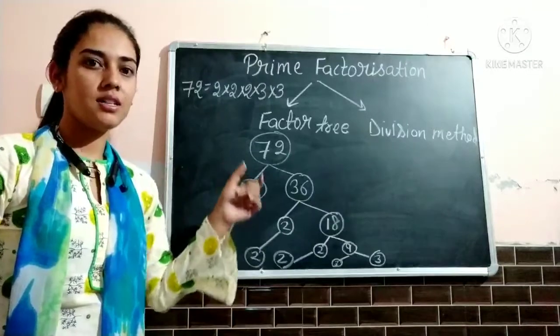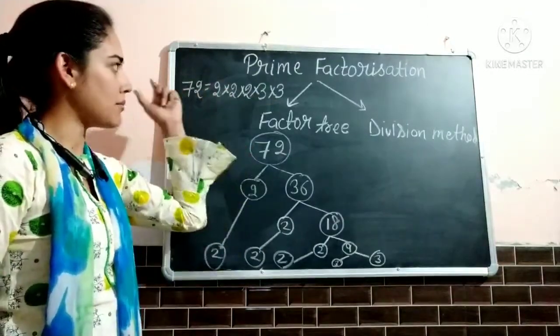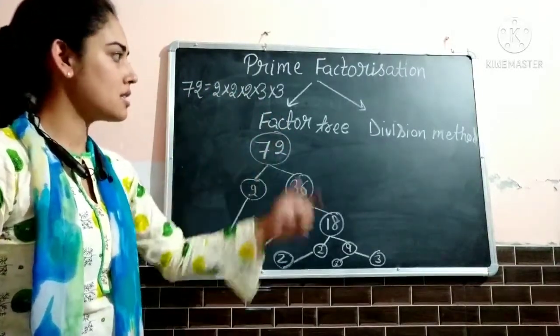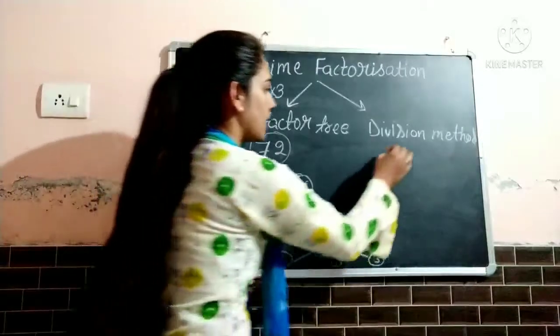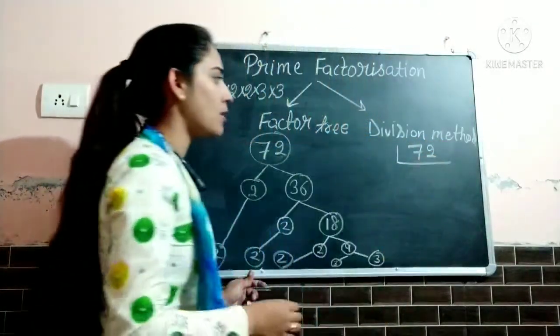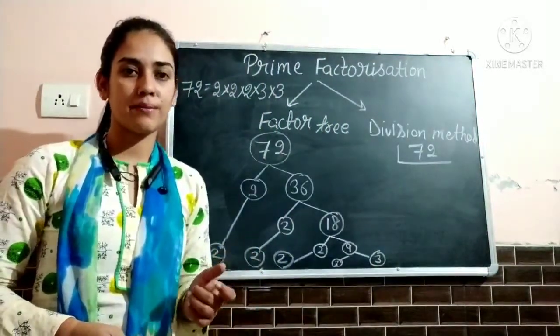So this is the way to check whether your answer is correct or not. Just multiply these prime numbers. This is the prime factorization of 72. Now let us do the prime factorization by the division method. 72. First of all, we will start from 2, because 2 is the smallest prime number.